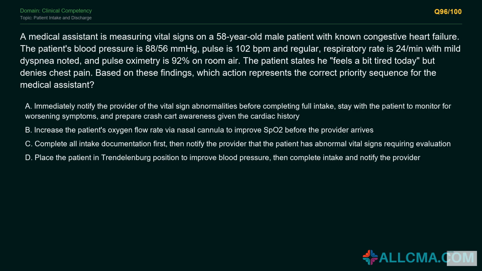Option A. Immediately notify the provider of the vital sign abnormalities before completing full intake, stay with the patient to monitor for worsening symptoms, and prepare crash cart awareness, given the cardiac history. Option B. Increase the patient's oxygen flow rate via nasal cannula to improve SpO2 before the provider arrives. Option C. Complete all intake documentation first, then notify the provider that the patient has abnormal vital signs requiring evaluation. Option D. Place the patient in Trendelenburg position to improve blood pressure, then complete intake and notify the provider.